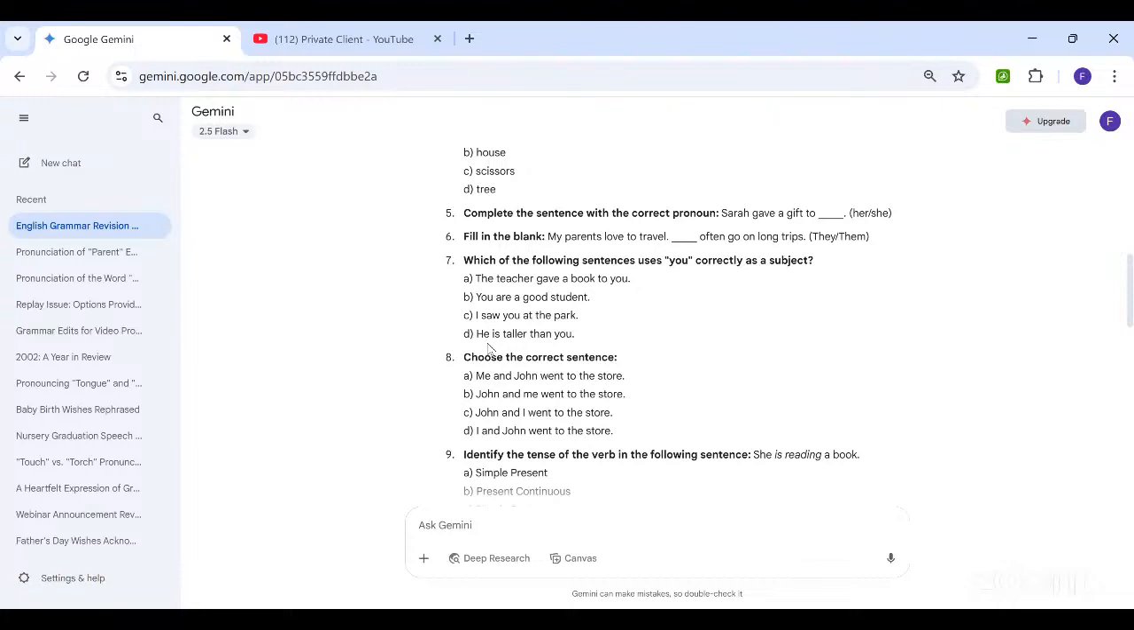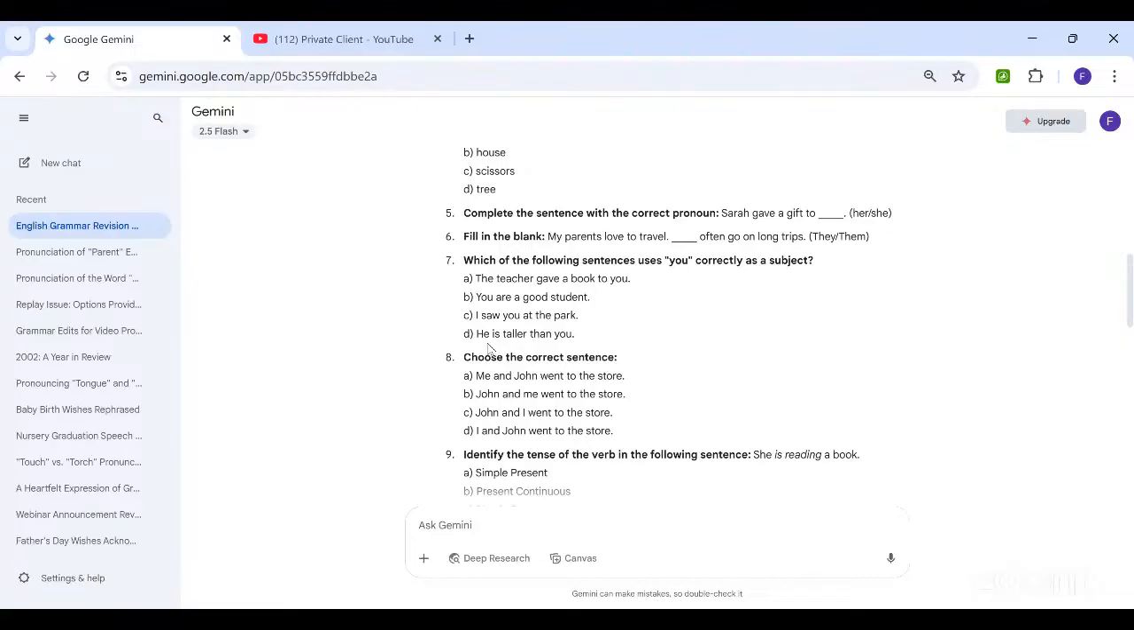Number 8, choose the correct sentence. Me and John went to the store. John and me went to the store. John and I went to the store. I and John went to the store. John and I went to the store. Very well. John and I equals we. So I can simply say we went to the store.